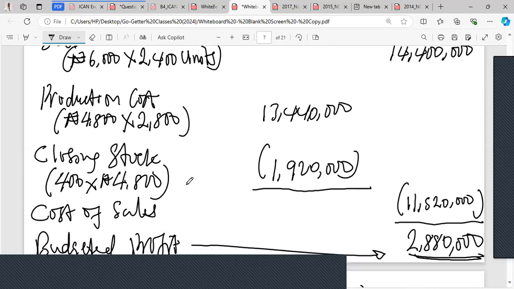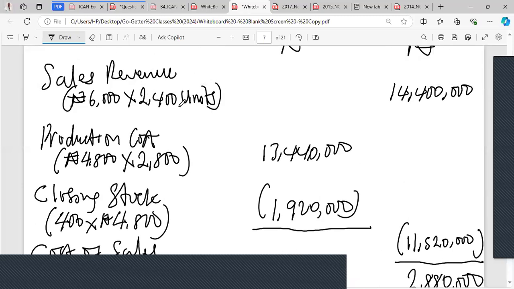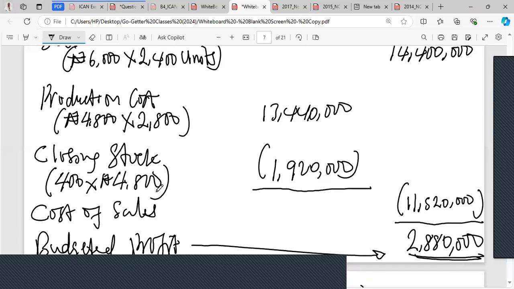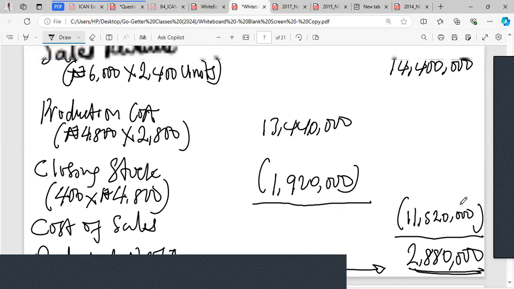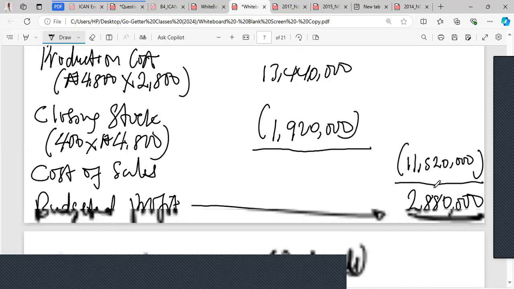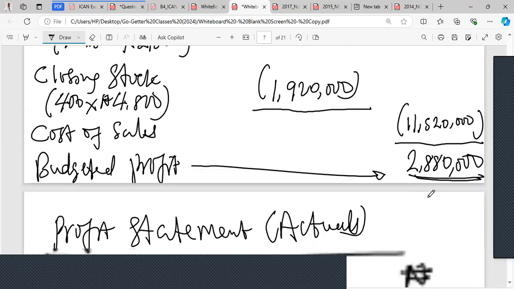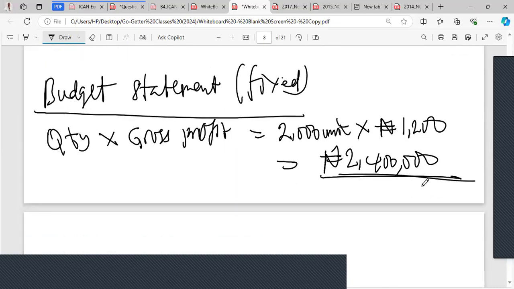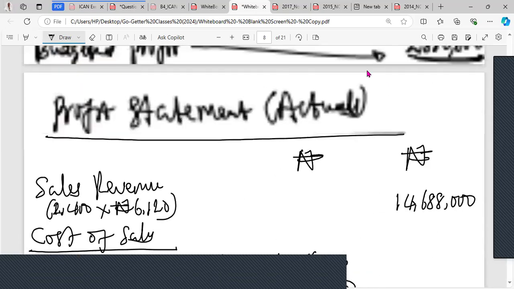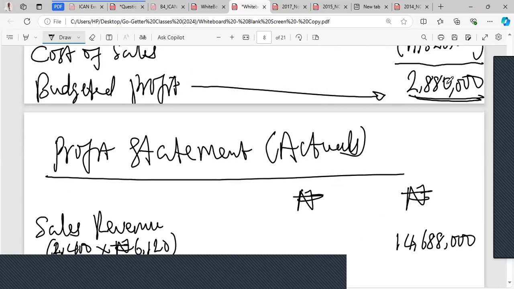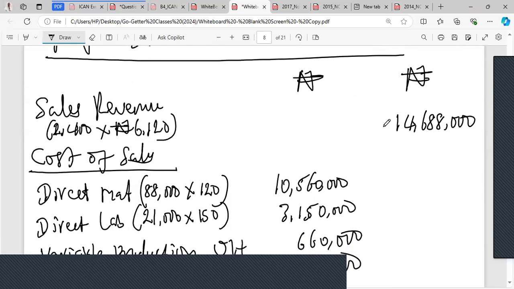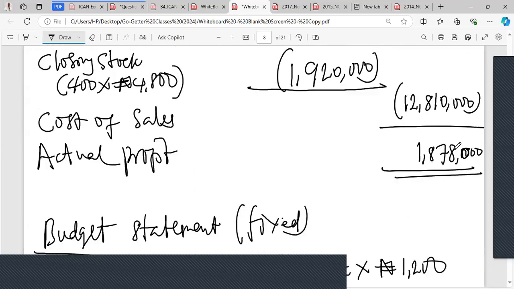But we need to remove the closing stock so that we'll be comparing 2,400 with 2,400. So this is our closing stock. And now this cost of sales represents what it cost us to produce the 2,400 units that we sold. So the budgeted profit is 2,880. Did you see that the original profit we budgeted was 2,400, but when we now flexed it, it became 2,880. We now did the actual statement. The actual statement is the actual things, and we got 1,878.